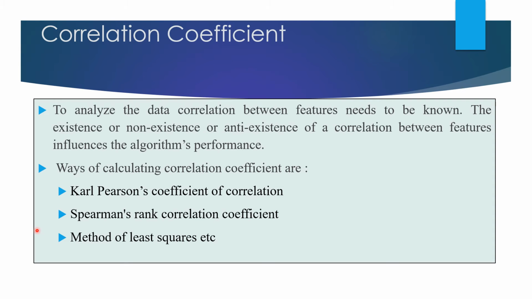To perform any analysis on the data, it is essential to understand what exact relation exists between the different features associated with the data. Do we have any relation within them, or do they provide some anti-existence of a relation? Both are going in different directions.